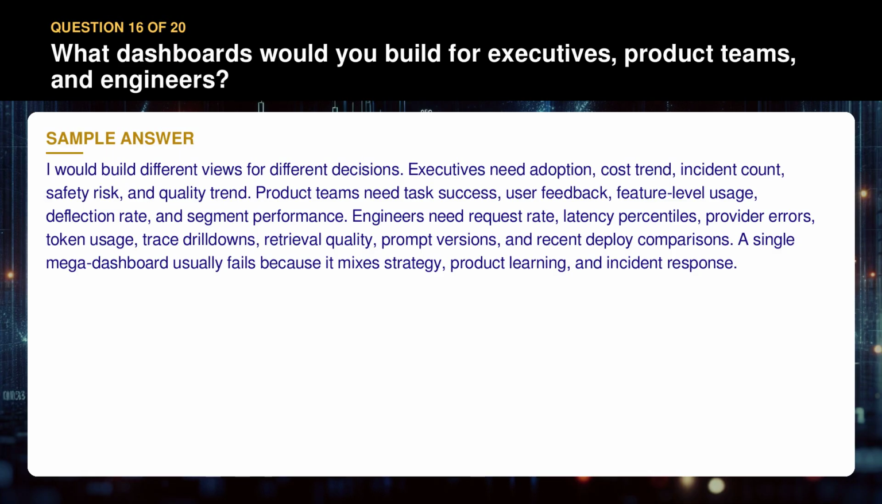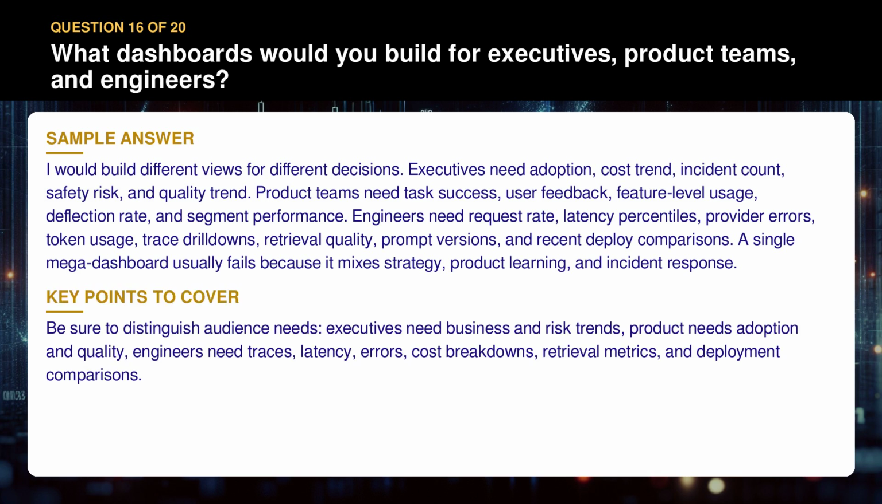Engineers need request rate, latency percentiles, provider errors, token usage, trace drill downs, retrieval quality, prompt versions, and recent deploy comparisons. A single mega dashboard usually fails because it mixes strategy, product learning, and incident response. Be sure to distinguish audience needs. Executives need business and risk trends. Product needs adoption and quality. Engineers need traces, latency, errors, cost breakdowns, retrieval metrics, and deployment comparisons.